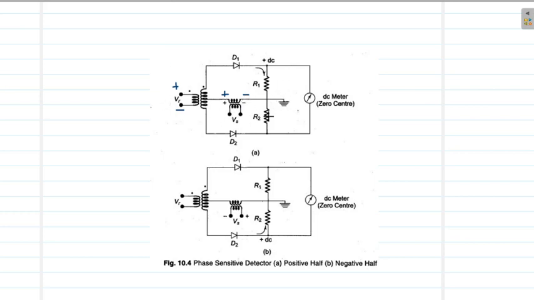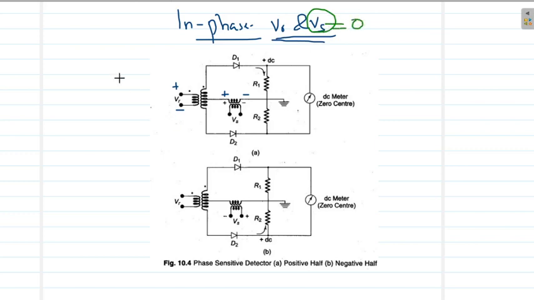Now let us consider these positive half cycles. Let us consider a case when we are feeding in phase signals VR and VS, and let us understand what will happen to the circuit. To understand this in-phase situation, we should understand what will happen if VS is equal to 0. Suppose I am feeding in no voltage at this point. All that I feed in is this VR signal here. So as you know, when we feed in the positive half cycle, here we will have plus VR, here we will have 0, and this is negative VR.